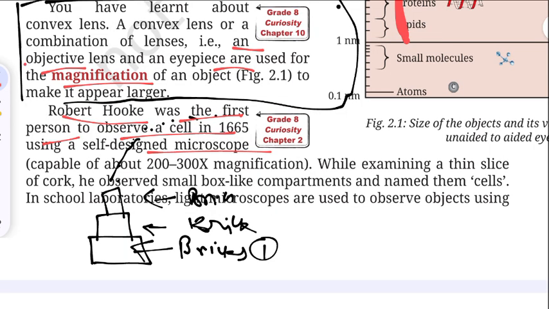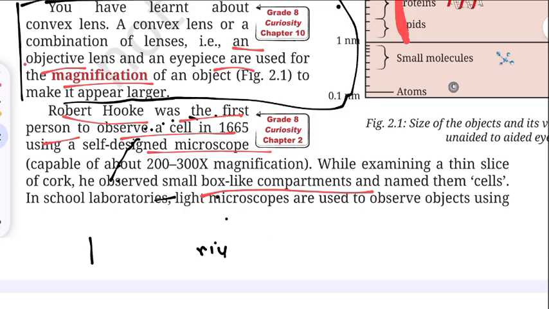Cork, you know, cork and epidermis. Have you read about cork? Cork is dead cells arranged compactly in the plant. They mostly form the bark of the tree. Bark of the tree. Fine. So he studied that cork under the microscope. He found out that there are some box-like compartments. He named them cells.